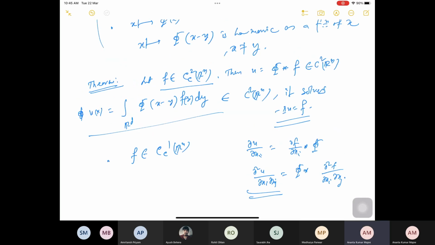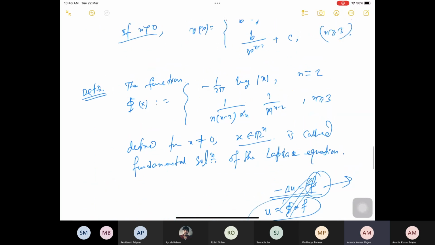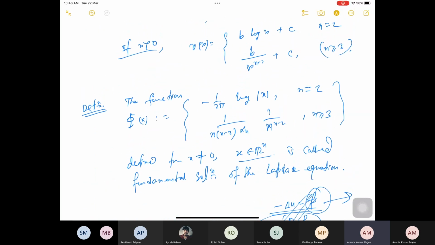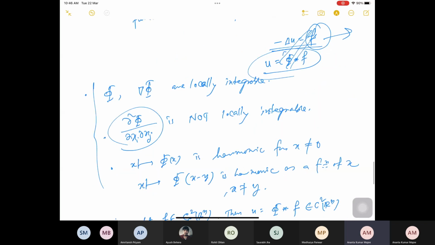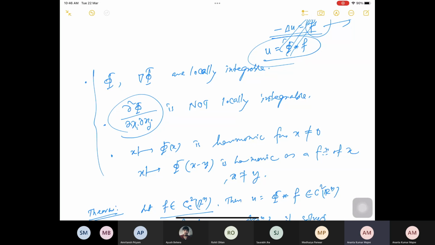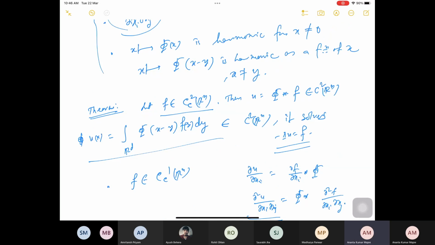But the message is that I know the fundamental solution phi for the Laplace equation, which is given by this form. It depends on the dimension of your domain in Rn, so n is equal to 2 or n greater than or equal to 3. The important property is that phi and the gradient of phi are locally integrable, but the second derivative is not locally integrable. It is harmonic for x not equal to 0, and hence x goes to phi of x minus y is harmonic as a function of x for x not equal to y. Using that, if I give you a function f which is either Cc¹ of Rn or Cc² of Rn, then phi convolution f is in C² of Rn. Not only that, it satisfies my Poisson problem, minus Laplace u is equal to f.